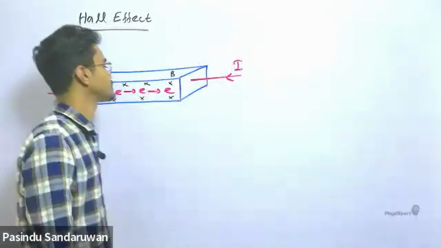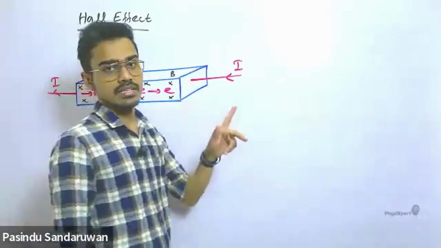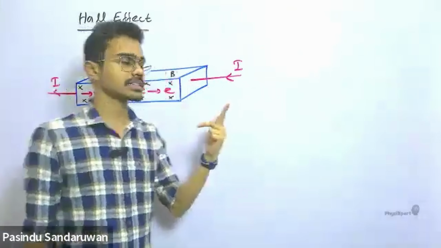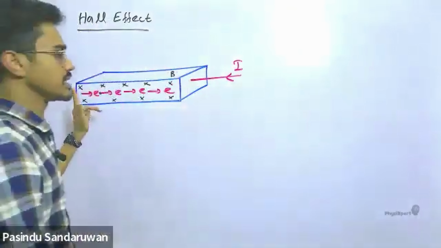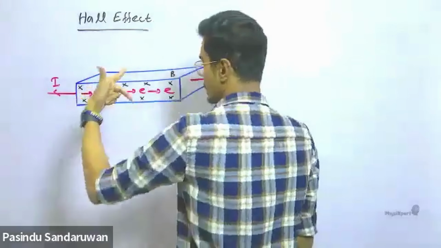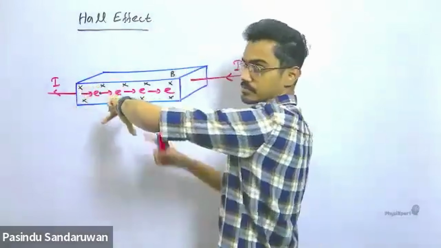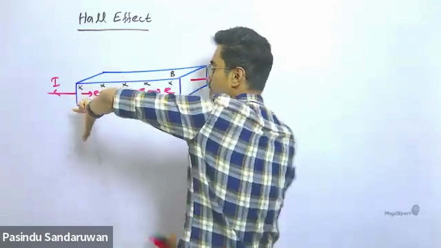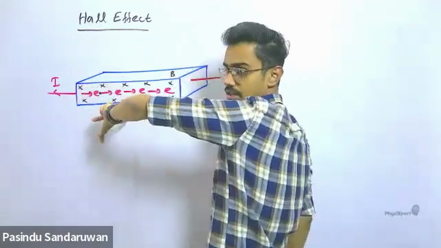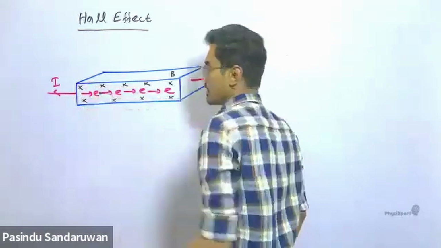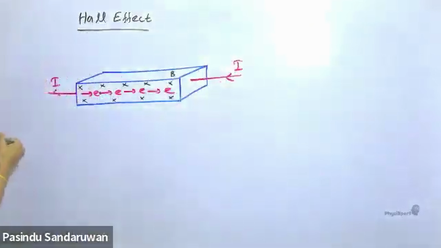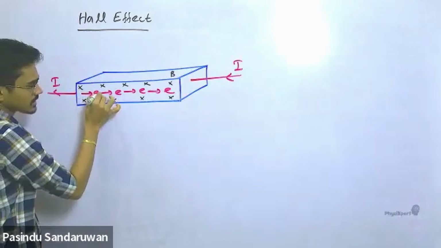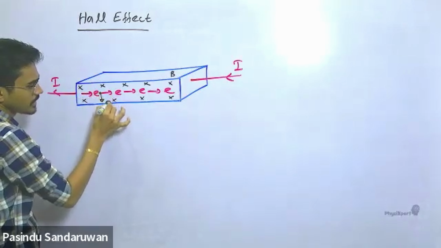Check the direction. Electron is a negative charge, so the current is in the opposite direction of the electron flow. The direction of current is leftwards, and the direction of the magnetic field is cross. Then the direction of force is downwards. Which means on an electron, there is a force due to the magnetic field acting downwards.